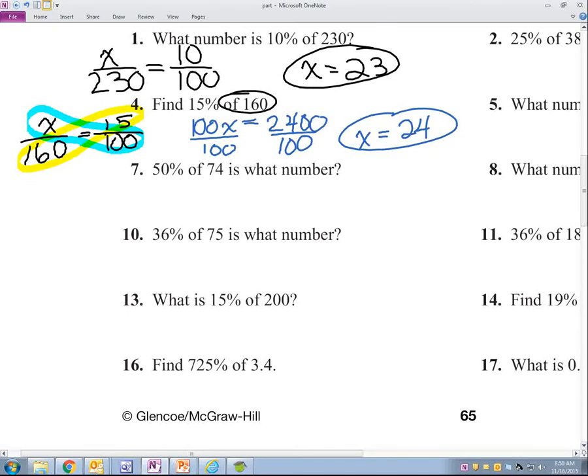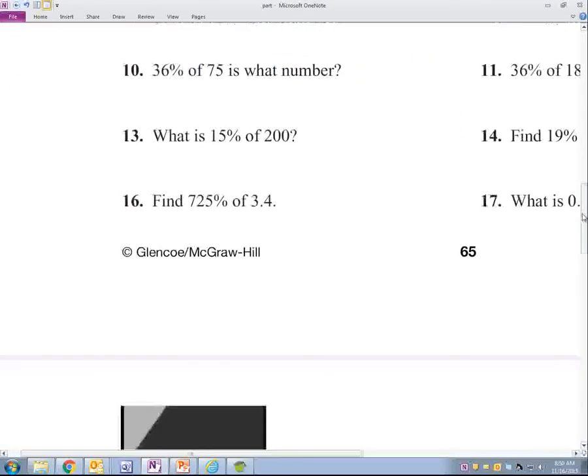Okay. Let's do another one. Let's do one that is not so easy to do off the top of your head. 36% of 75 is what number? I'm going to set up my proportion.